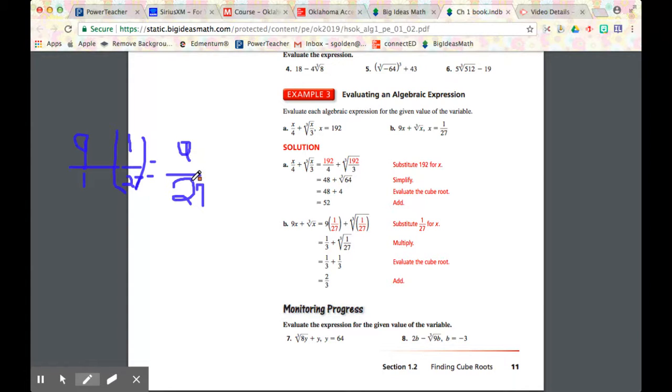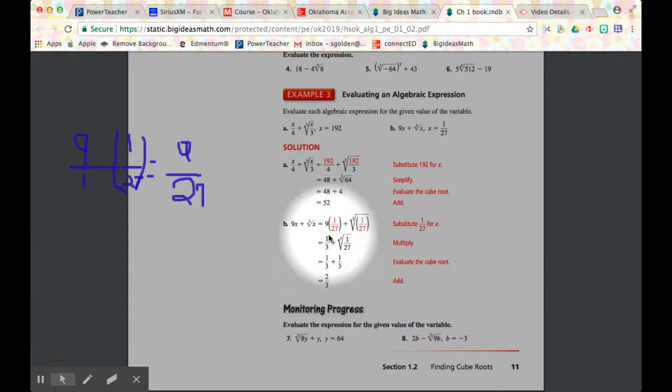You can actually divide 9 out of both of those. 9 divided by 9 is 1, 27 divided by 9 is 3. That is how they got this 1 over 3. Okay, so then we have plus the cube root of 1 over 27. So again, if you remember how I told you earlier, you split it up. The cube root of 1 is 1. The cube root of 27 is 3.